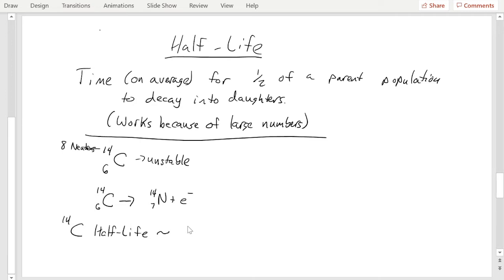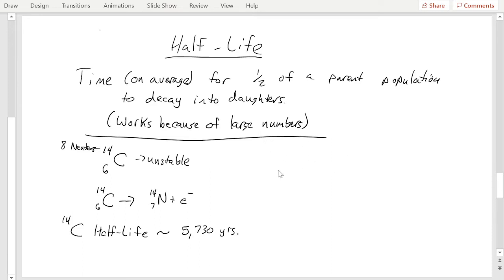Now, carbon 14 has a half life of approximately 5,730 years. So, what this means is that if I have some parent population, after 5,730 years, I'll have half of that parent population left. And then after two of those, or 11,460 years, then I'll have a quarter left. All right? So let's see how this works.